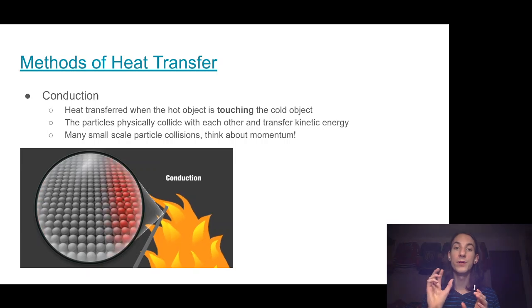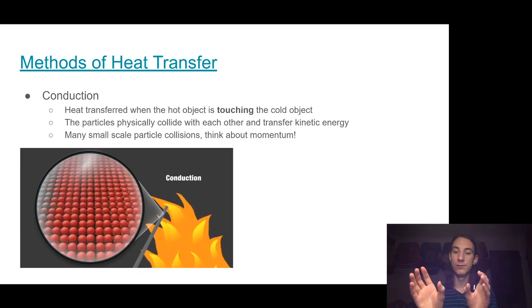We have these warmer particles coming in contact with these colder particles, and as you see in this image, the warmer ones are giving their kinetic energy to the colder objects, speeding them up. Then they can give their energy to the next row of objects, or particles, then to the next, to the next, to the next. So we really have a bunch of small-scale particle collisions happening.